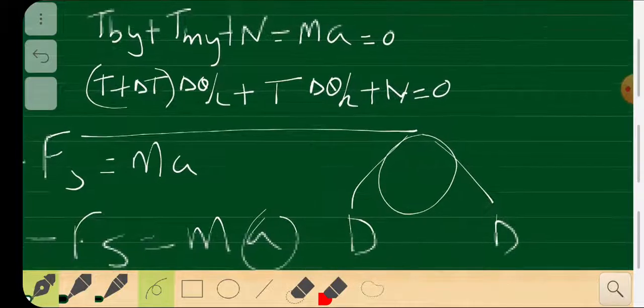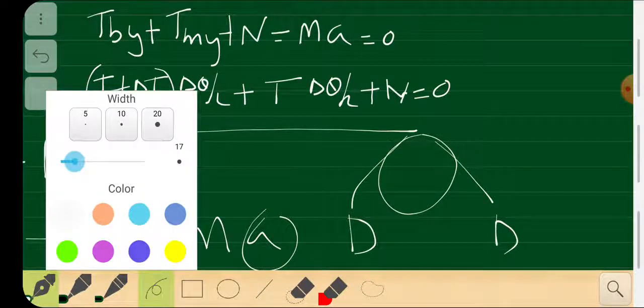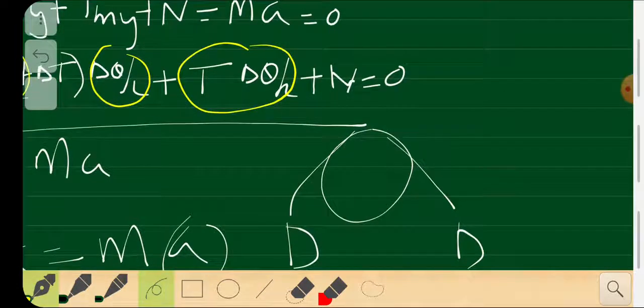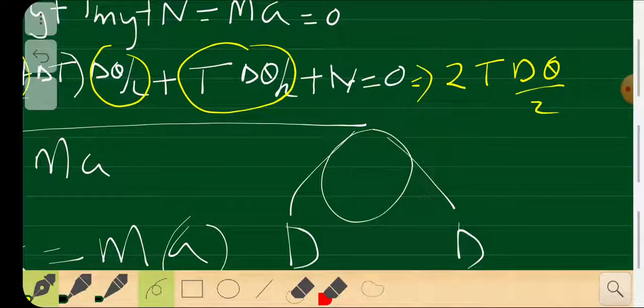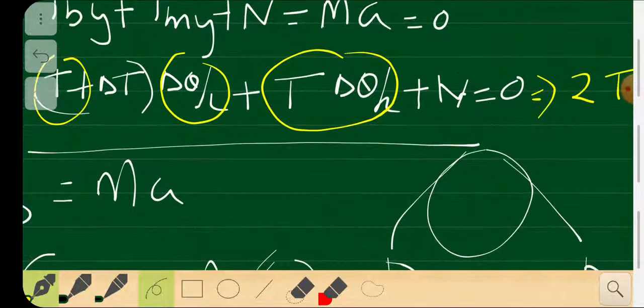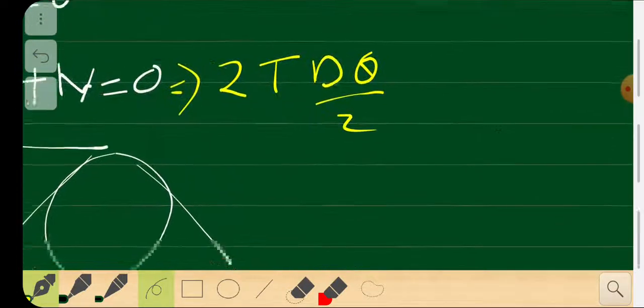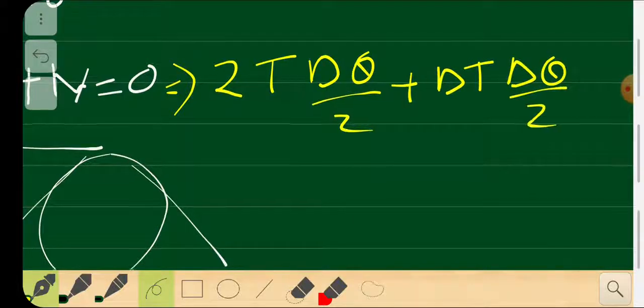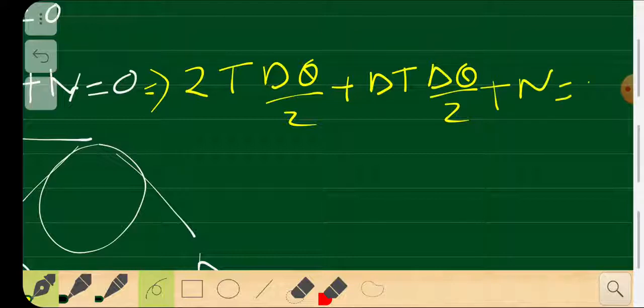So now you can simplify this equation based on your preference. You get T times delta theta by 2 and T times delta theta by 2 twice. So you get 2 times T times delta theta by 2, right? And you get plus delta T times delta theta by 2, right, plus N is equal to 0.